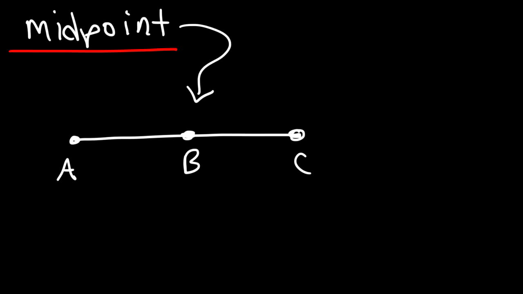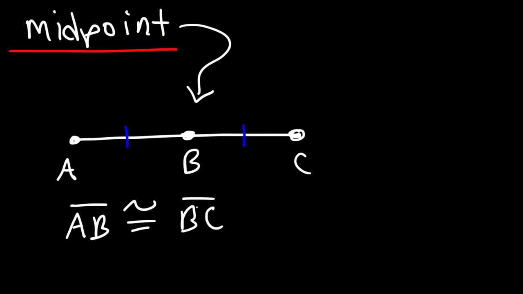It also means that segment AB and BC are congruent. So if you put these marks, it shows that this segment is equal to that segment. And the way you would write that is as follows. So you would say segment AB is congruent to segment BC. And so if that's true, that means that B is the midpoint of segment AC. Thus, B bisects segment AC into 2 equal parts.